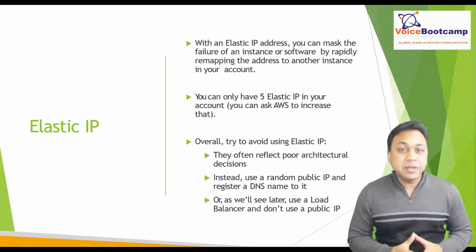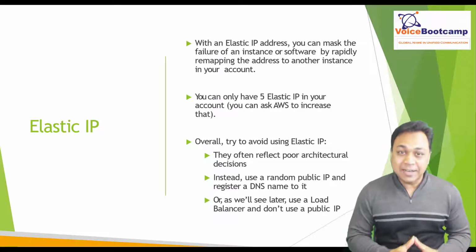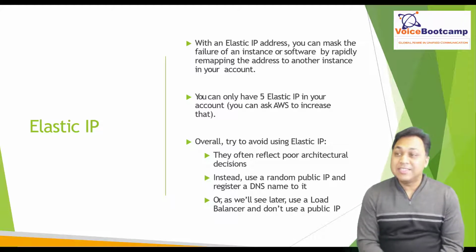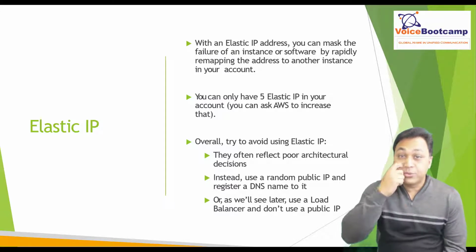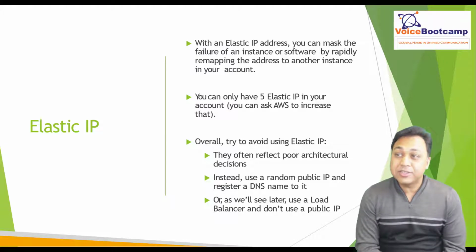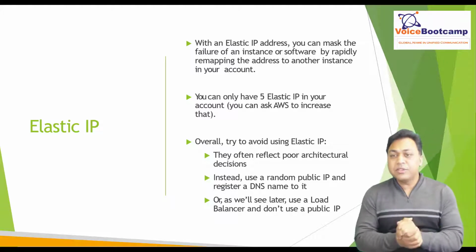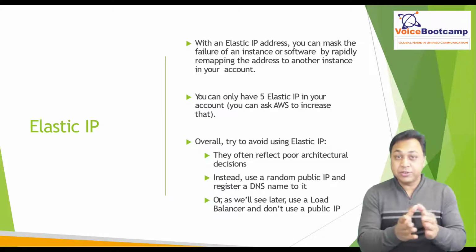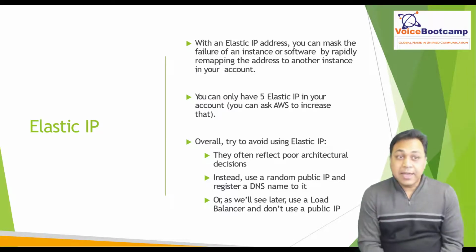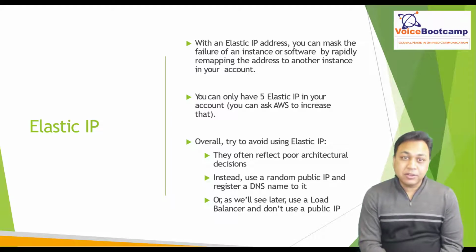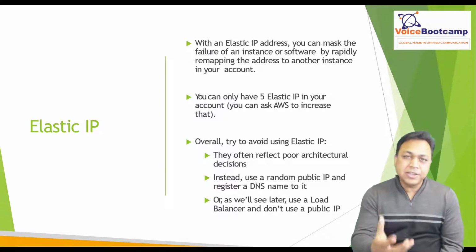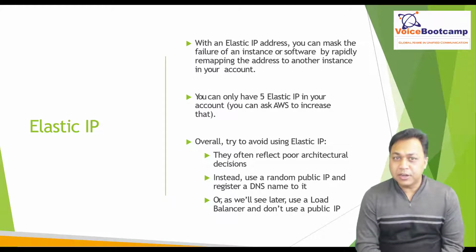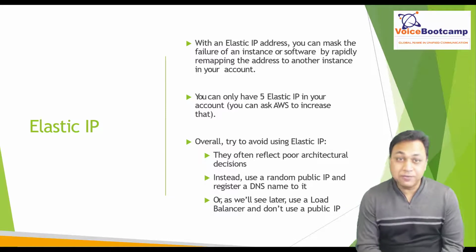In Amazon, the public IP address is known as elastic IP. With the elastic IP address, you can mask the failure of an instance or software by rapidly remapping the address to any other instance in your account. So the advantage of using elastic IP address from Amazon is that you can immediately move that IP address from one server to another server, and you don't have to worry about downtime that much. It's very fast, it's very easy to do, and you are paying for the IP address almost free of charge, as long as you are paying for the instance.